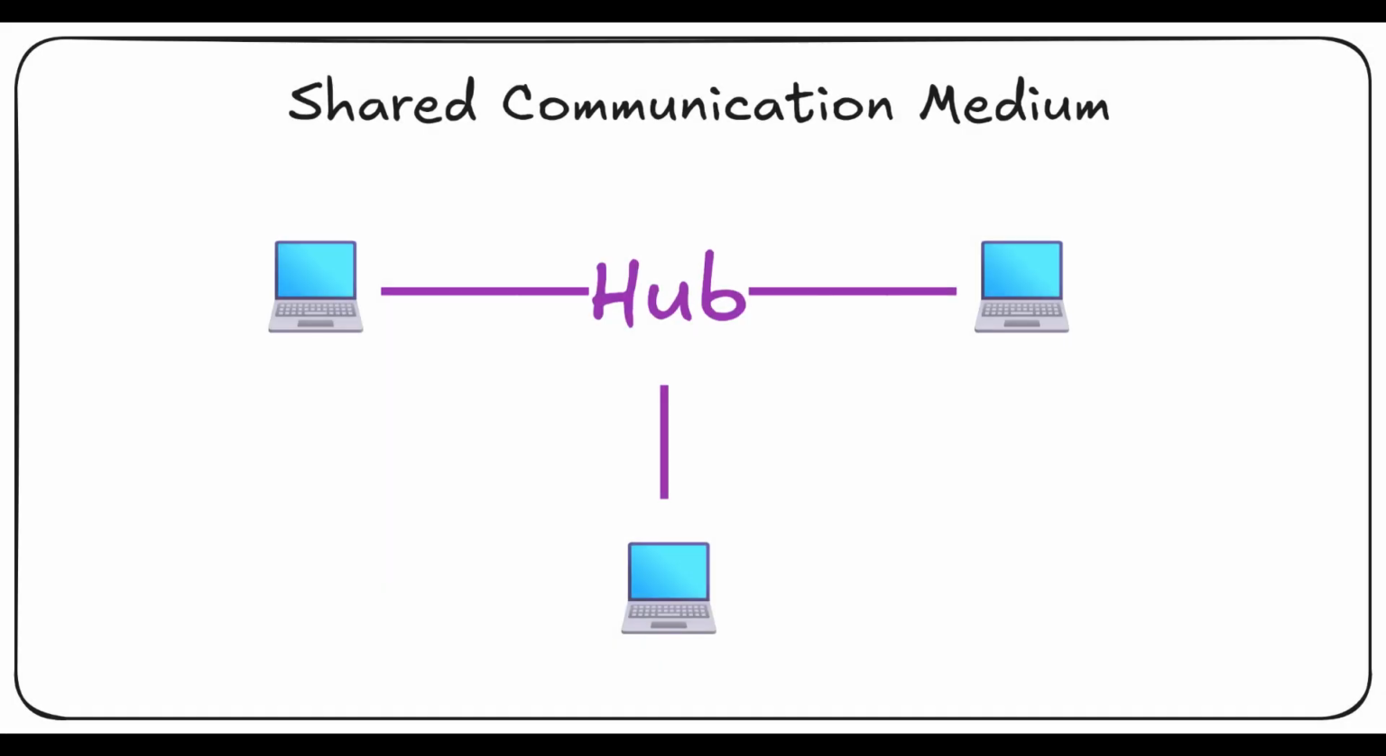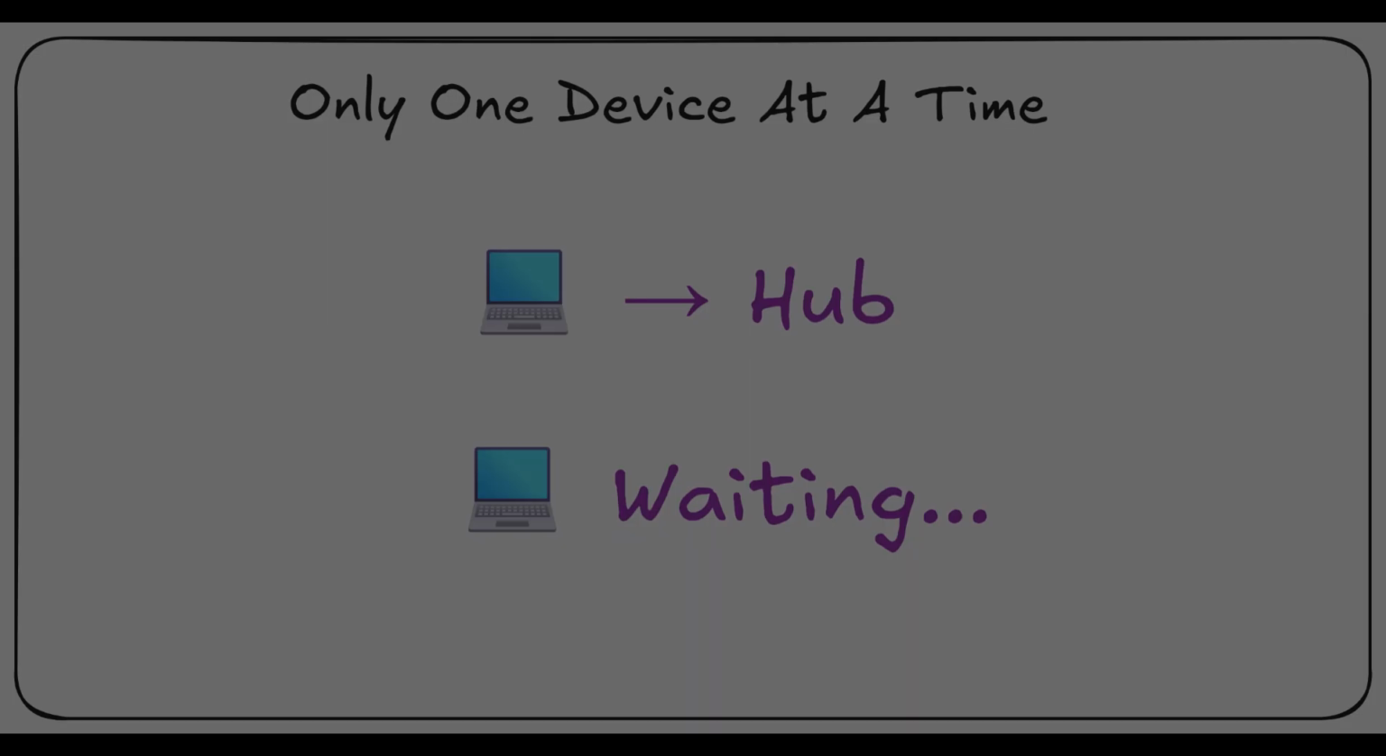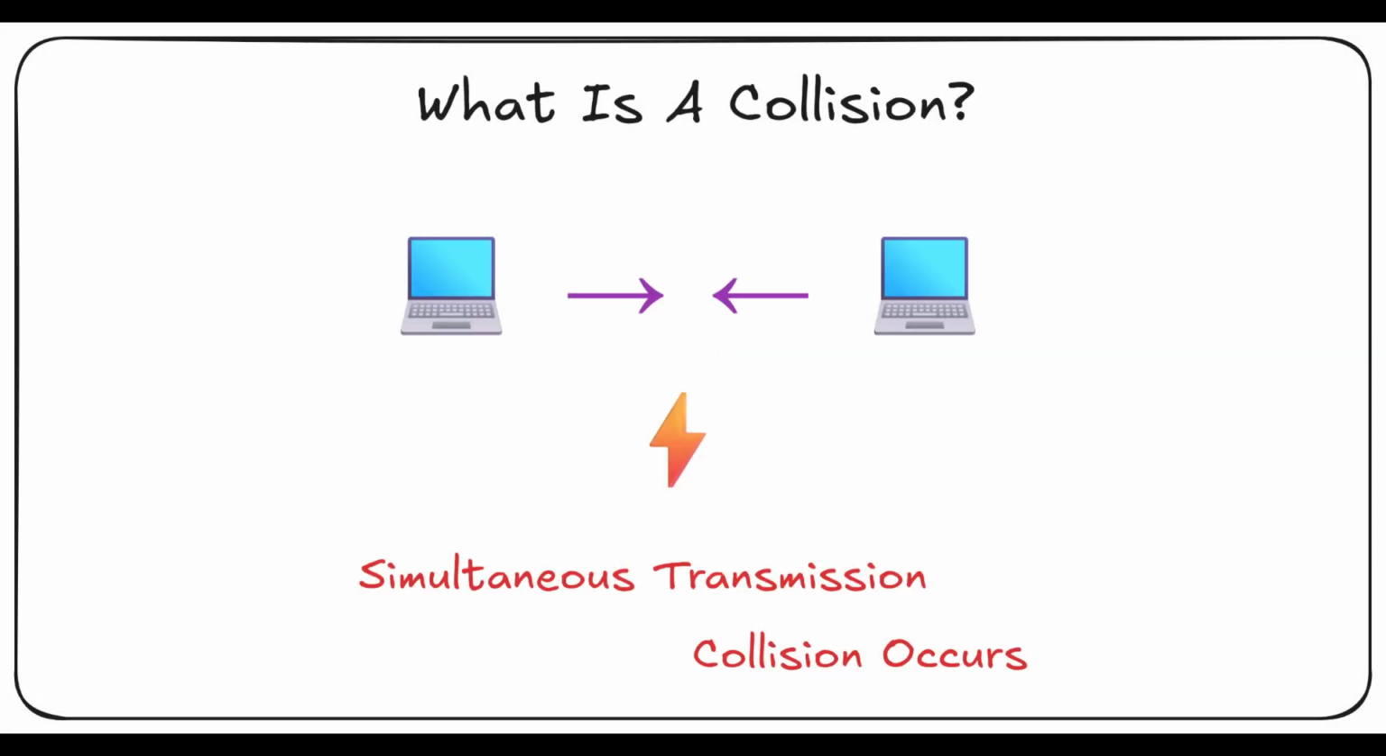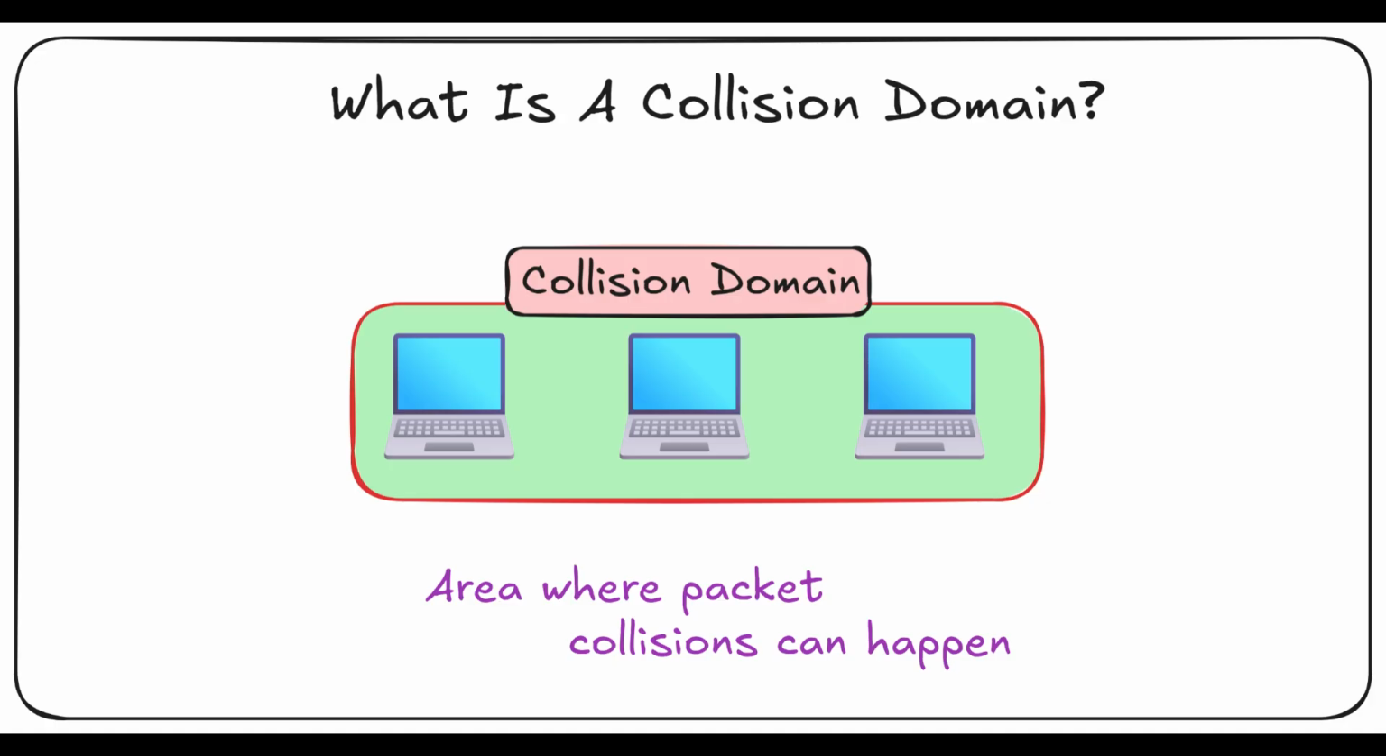In older Ethernet environments, devices often shared the same communication medium. Only one device could successfully transmit data at a time. If two devices attempted to send data simultaneously, a collision occurred. A collision domain refers to the part of a network where packet collisions can happen. All devices sharing that segment belong to the same collision domain.